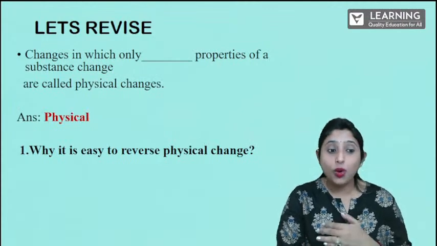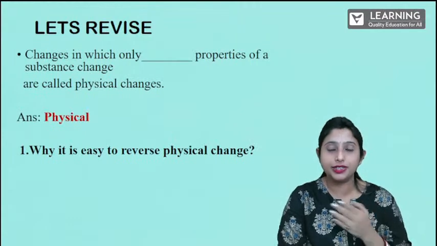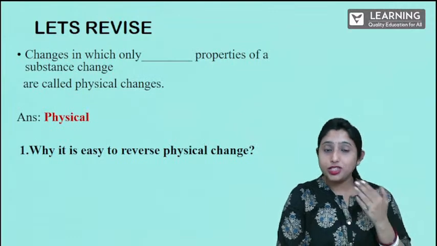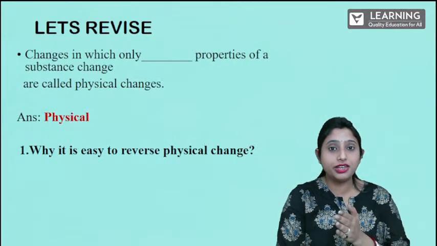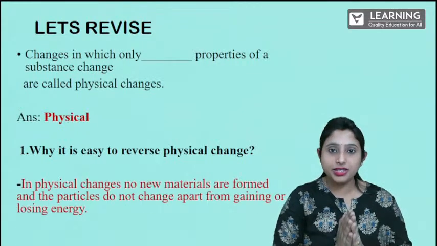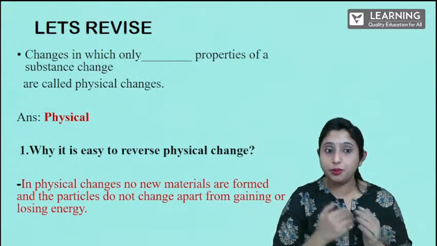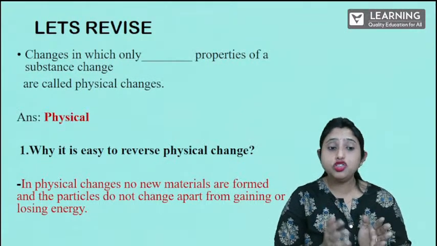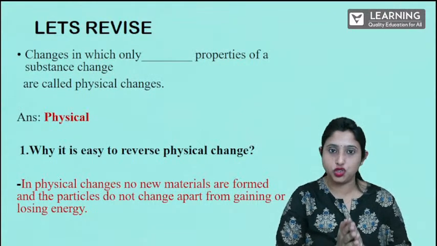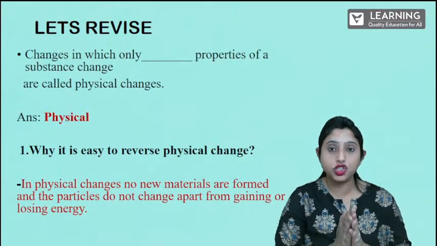Okay. Now, why is it easy to reverse the physical change? What is the reason behind it? As you have seen, in physical change, there is only loss or gain of energy taking place, right? So, what is the answer? Write it down. In physical change, no new substances are being formed, and the particles do not change apart from gaining or losing energy. So that's why we can reverse the physical change easily.